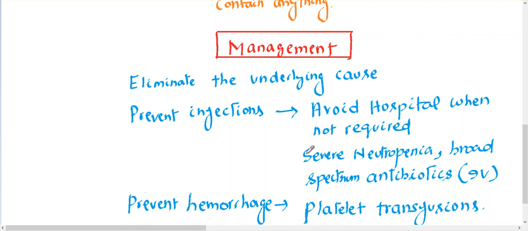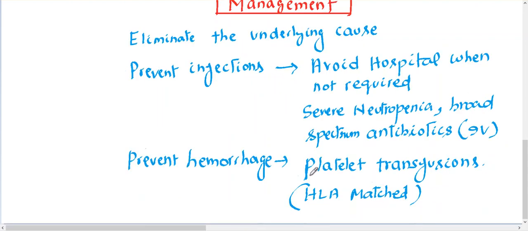Preventing infections. Now, as we saw, patients with aplastic anemia have leukopenia, right? So we know that the function of leukocytes is to prevent infection. So it is always advised that patients with aplastic anemia should not visit the hospital unless it is required. For example, let's say they want to visit some family member who is admitted in the hospital. It's better to avoid that because they may get hospital acquired infections, all right? And then severe neutropenia. If these patients have severe neutropenia, then only we give them broad spectrum antibiotics.